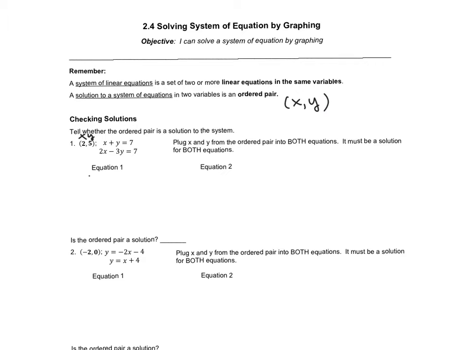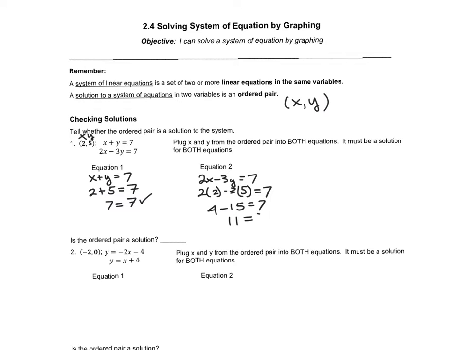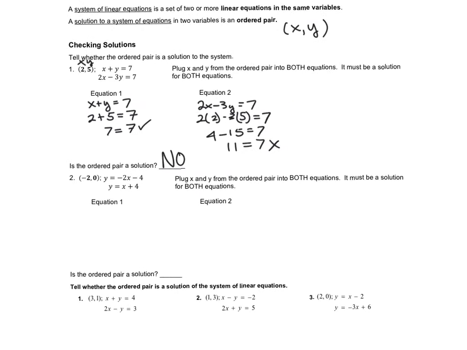So the first equation, x plus y is equal to 7. We're going to plug in 2 for x, 5 for y, and that should equal 7, and it does. So this is true. Now let's check equation 2. So we're going to plug in 2 for x and 5 for y. 4 minus 15 equals 7. That is not true. 11 does not equal 7. So therefore, this is not a solution. That ordered pair is not a solution to the system.